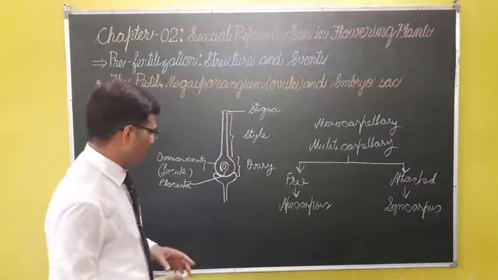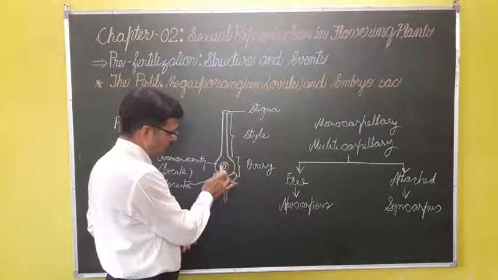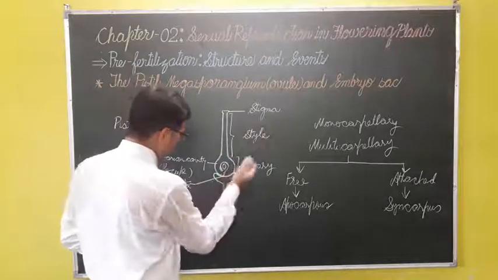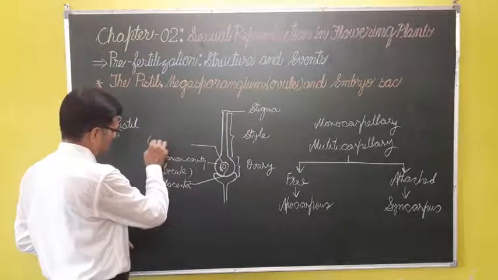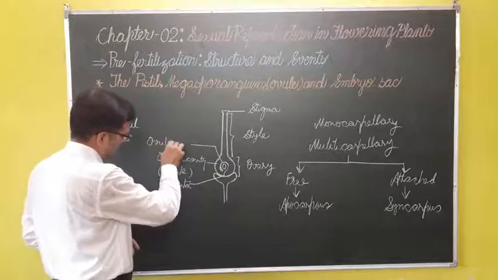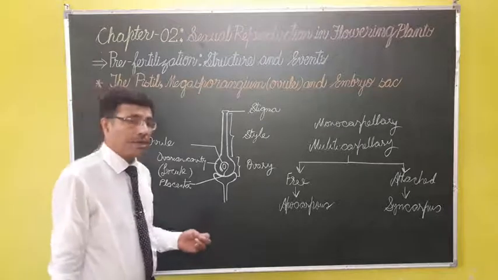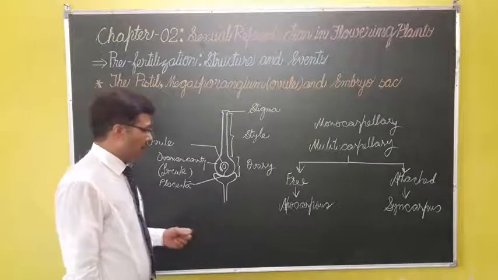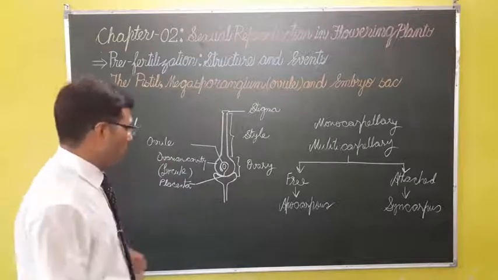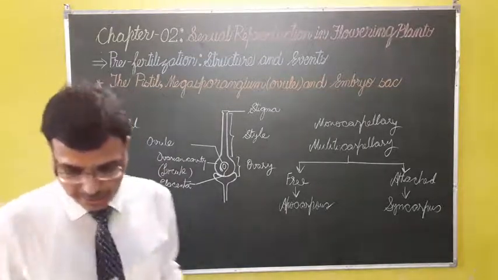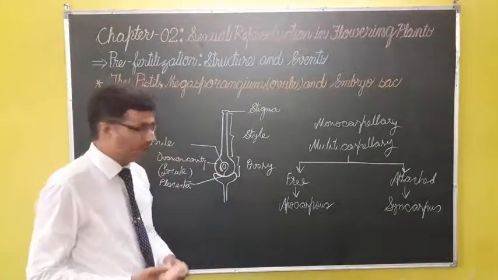Now we will discuss in detail this structure, I mean the ovule. I have not labeled it, it is the ovule, found in the ovary. It's a very important part because inside the ovule there will be the formation of the female gamete. The ovule is also called the megasporangium, right? So let us draw a detailed structure of an ovule.